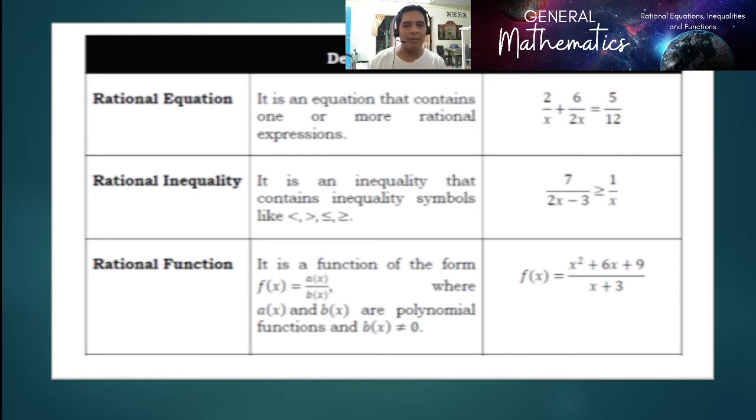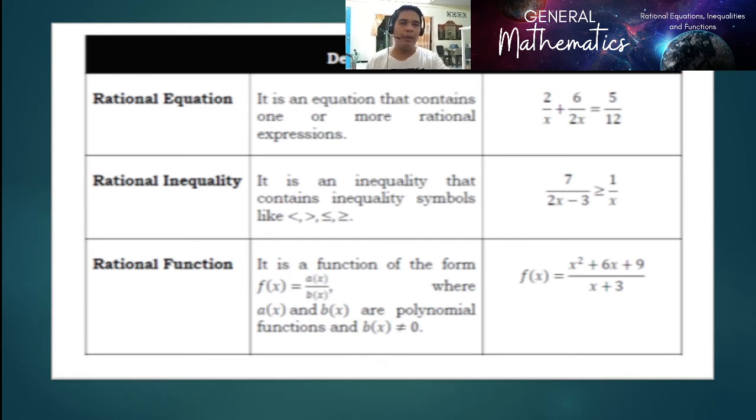And the last one is rational function. It is a function of the form f of x equals a of x over b of x, where a of x and b of x are polynomial functions and b of x is not equal to 0. Again, I would like to reiterate na hindi po pwedeng ang denominator natin ay magiging equivalent sa 0 simply because any number or any expression divided by 0 will be undefined. Or kapag nga kinalculator nyo yan, mag-e-error siya.